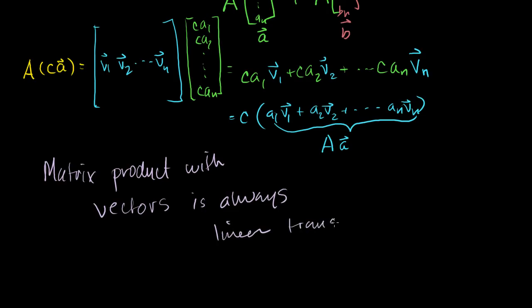And just as a bit of a side note, in the next video, I'm going to show you that any linear transformation, this is incredibly powerful, can be represented by a matrix product. Any transformation on any vector can be equivalently written as a product of that vector with a matrix.